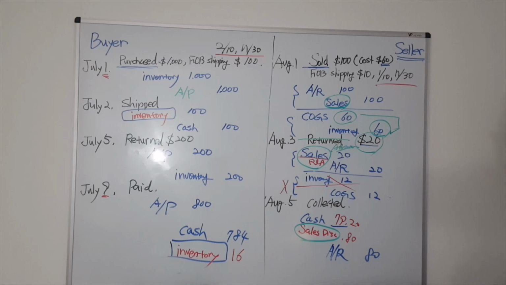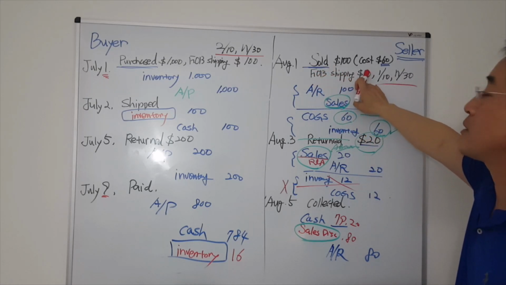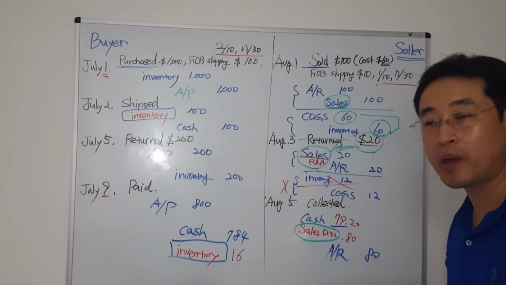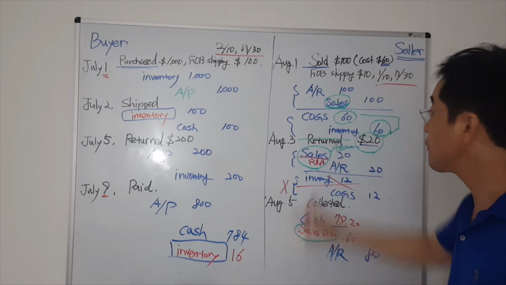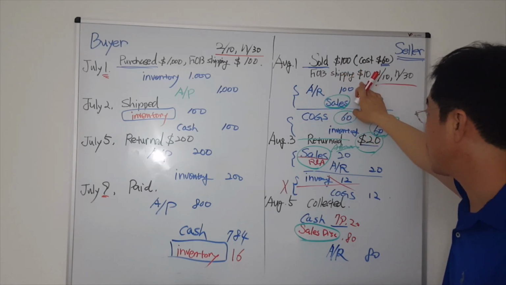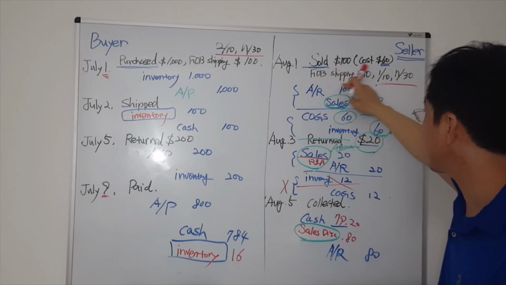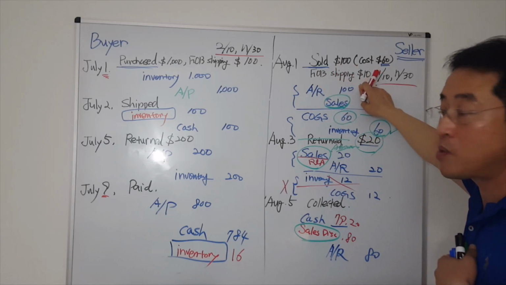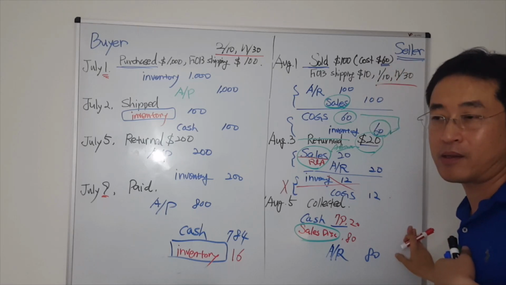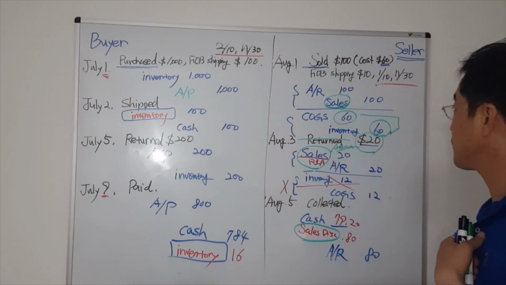Second one. FOB shipping point, $10. That means who's going to pay? Free on board shipping point, $10. So the buyer is going to pay under this agreement. What's my position? Seller. That's why we didn't record anything. That's not my business. The buyer is going to pay.